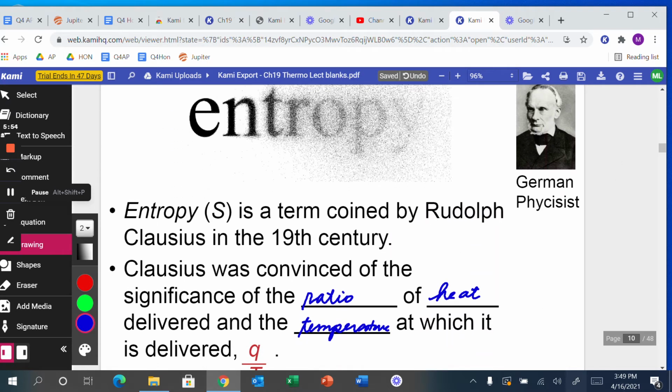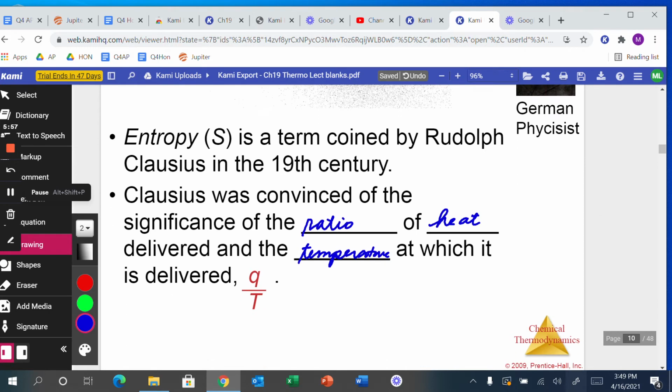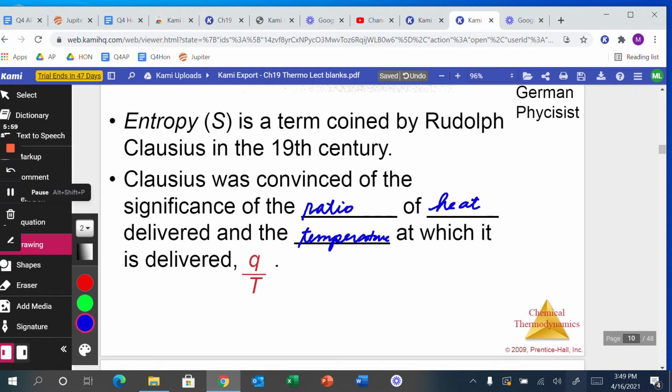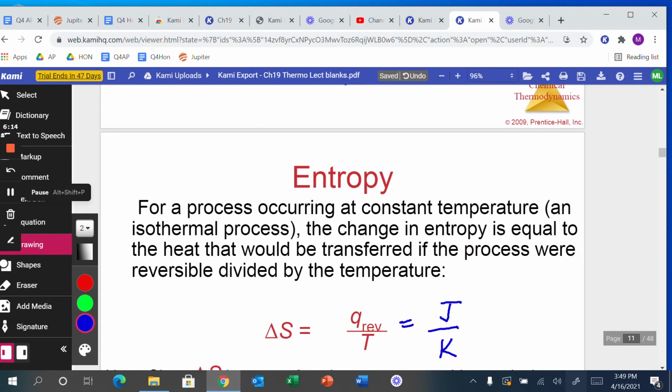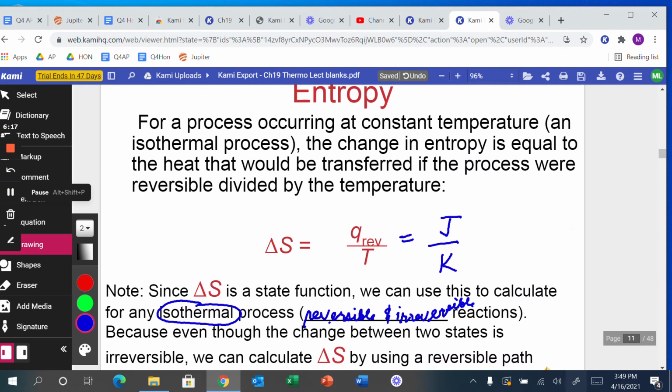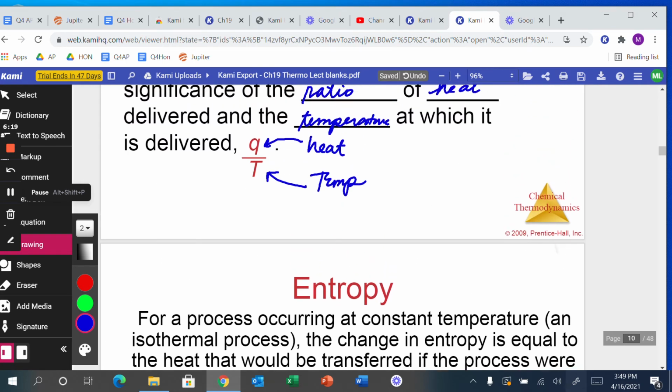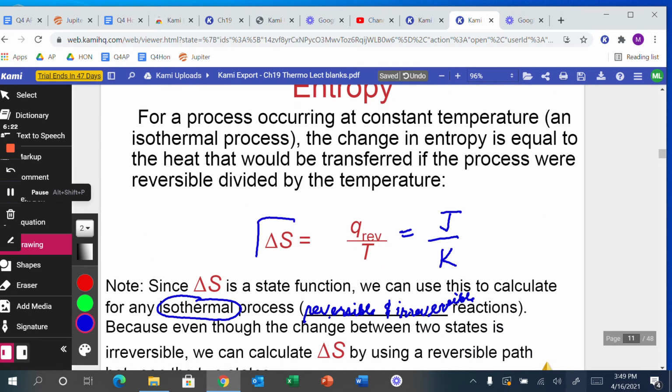So entropy was coined by Rudolf Clausius, a German physicist. And it is actually a number. It is a ratio of heat delivered at a certain temperature, so it's Q over T. Q stands for heat at a certain temperature. The symbol for the change in entropy is delta S. It's heat over temperature, and the unit for heat is J.